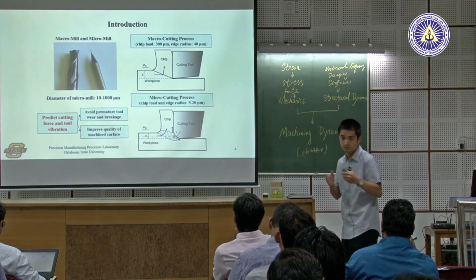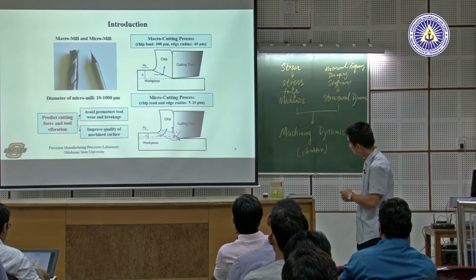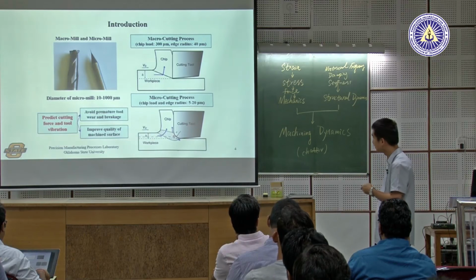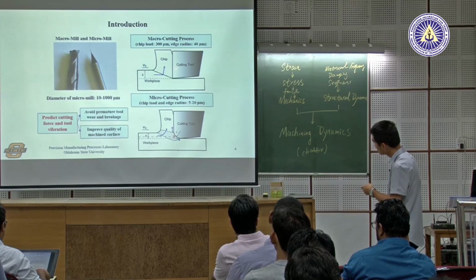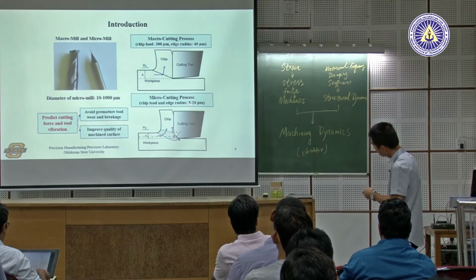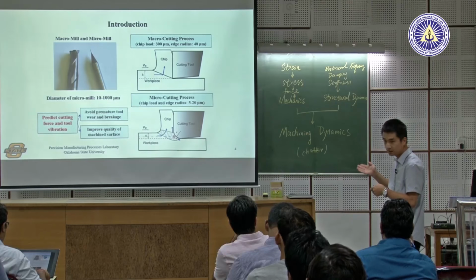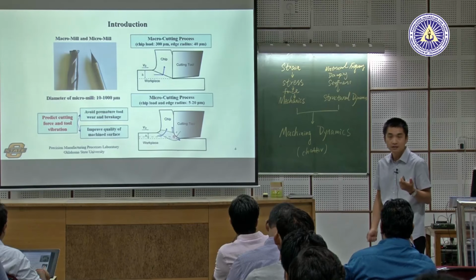But now in the micro level, normally we cannot have a 300 micron chip load, because the tool will break immediately, right? So normally the chip load is in the range of 5 to 20 microns. But at the same time, due to process limitations, we cannot make the edge radius smaller in the same ratio as the chip load. The edge radius of this cutting tool is always above 5 microns for micro carbide tools. For micro diamond tools it may be a little bit smaller, but carbide tools will be the main application for us.